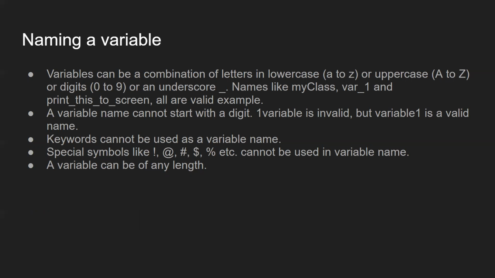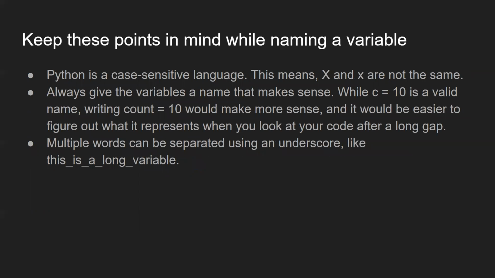Also, a few points you need to remember while naming a variable. Python is a case sensitive language. This means capital X and small x are not the same. Also, as I mentioned earlier, you should give a proper name to your variable, which makes sense. Say in your program, there is a variable which holds the counting value. So instead of giving the name C, you can give the name count. So later when you look at your code after a long gap, you can figure out what count represents. Also, when you are creating a variable with a long name, you can separate those words with underscore.